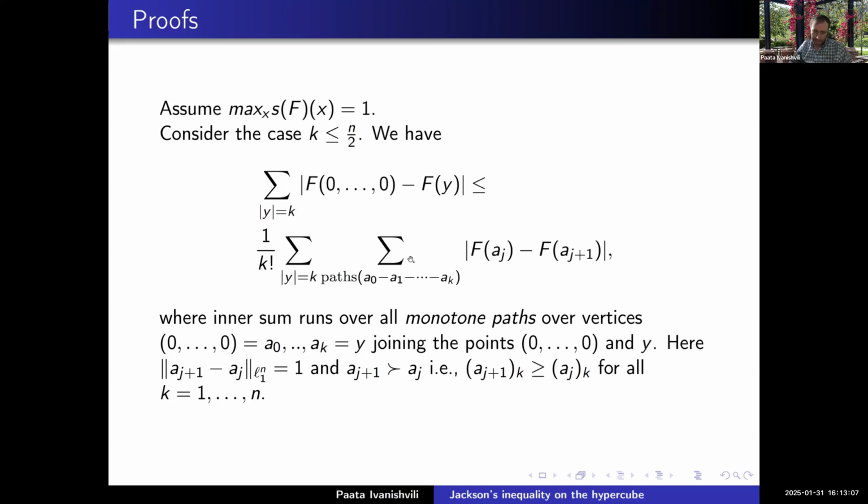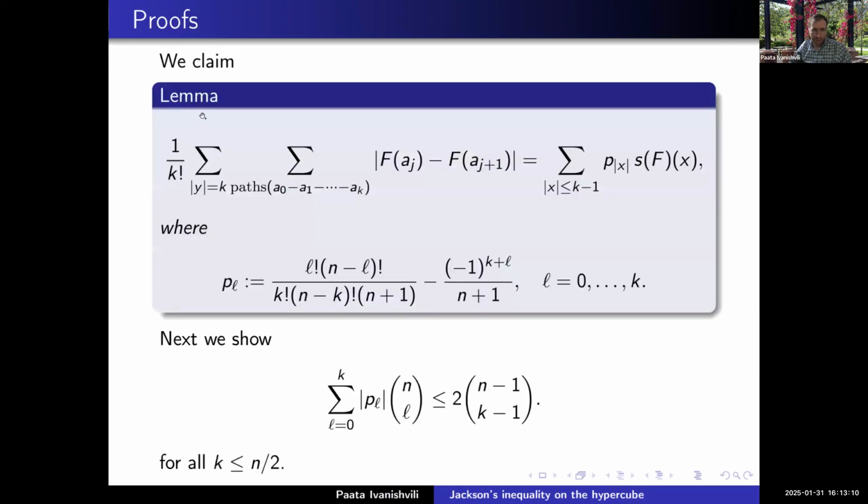So there is this simple observation. Now, I claim that these differences over all monotone paths, summed over all y's of fixed Hamming weight k and normalized by k factorial, I can rewrite by an identity as the sum over all points on the hypercube of Hamming weight at most k minus 1 of the sensitivity of f at x, this Laplacian with absolute values, times certain numbers which only depend on the Hamming weight of x and nothing else. And there is an explicit formula you can get for these numbers.